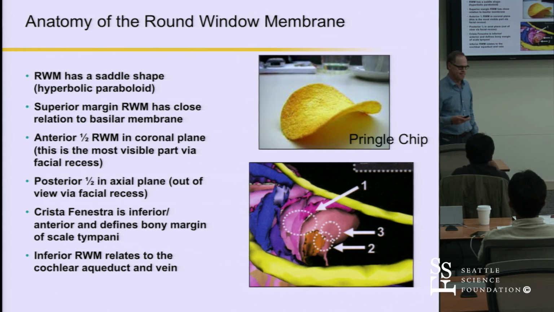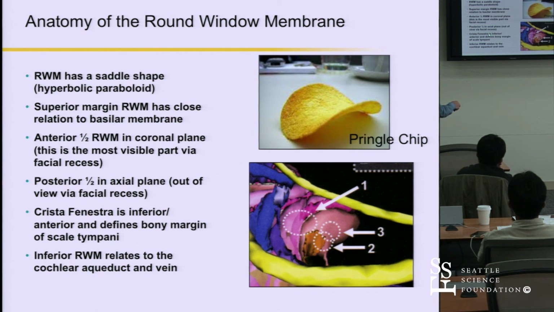The anterior part of it is the part that you see when you're looking through the round window membrane. And you don't see most of the round window membrane when you're looking through the facial recess, because your view is too forward, and so you usually see only this portion of it here. The posterior part is in the axial plane, and you never see that because it's hidden, because you're looking forward.